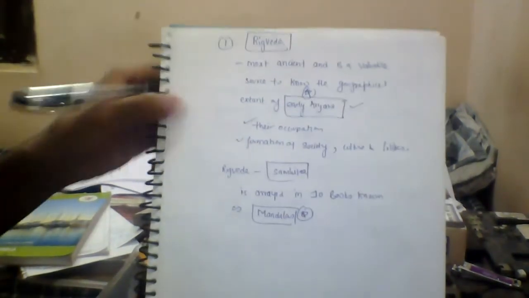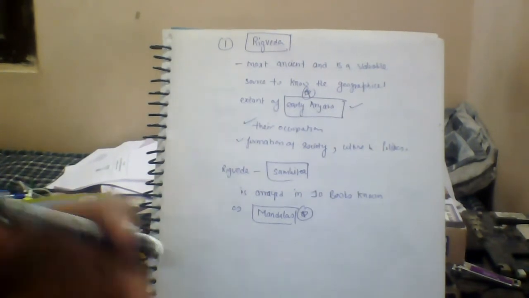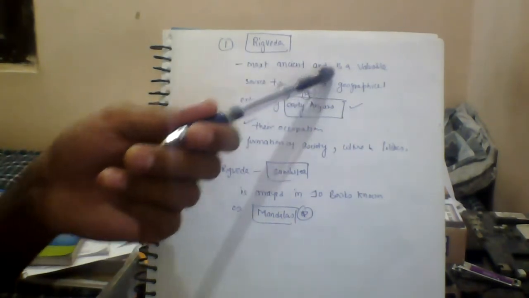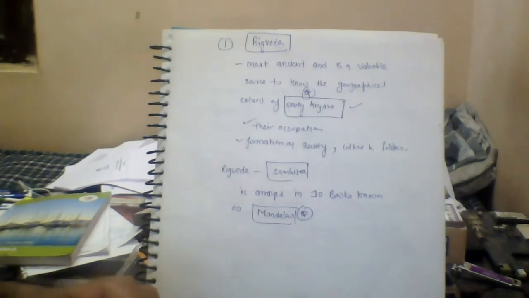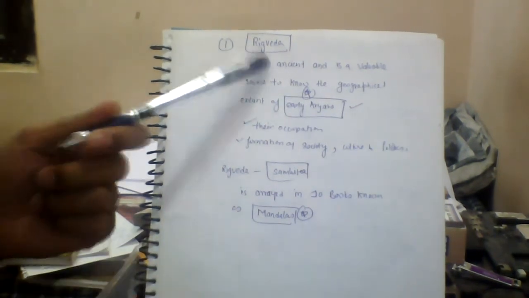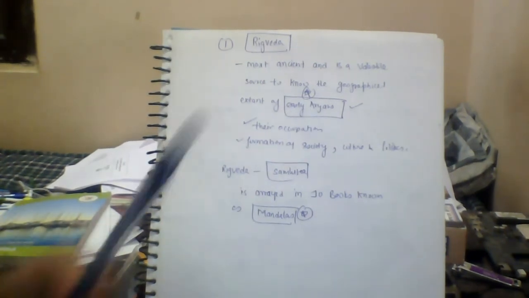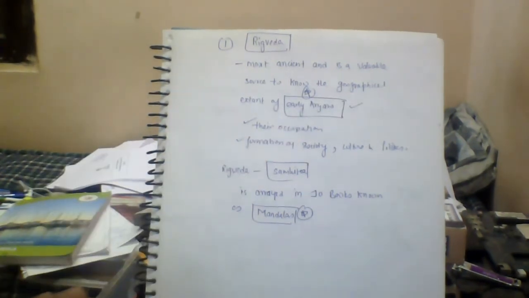Next, let's dive into the Rig Veda. What does the Rig Veda contain? The Rig Veda is one of the most ancient and valuable sources to know the geographical extent of the early Aryans, what they were like, and how they lived. From the Rig Veda we can understand their occupation, the formation of their society, their political situation, and everything else.